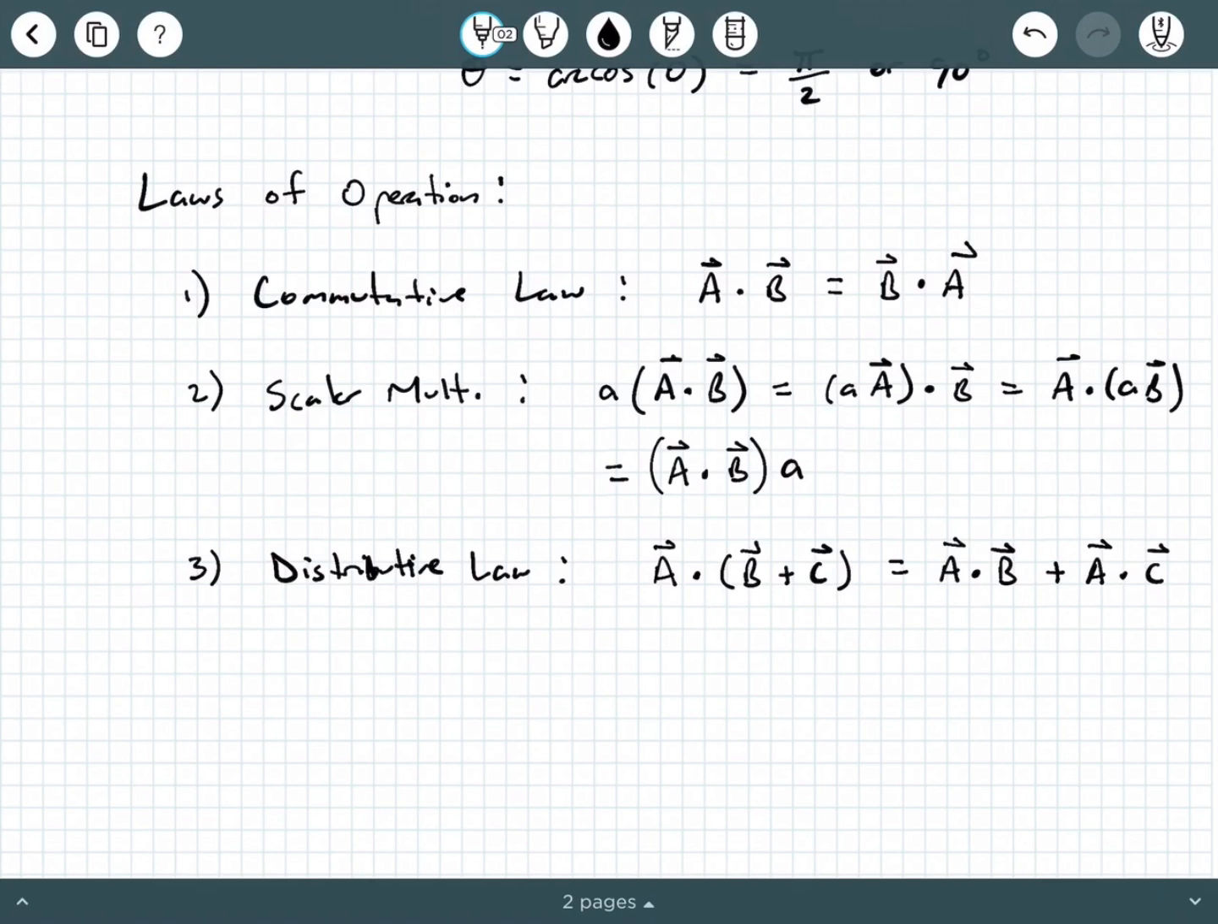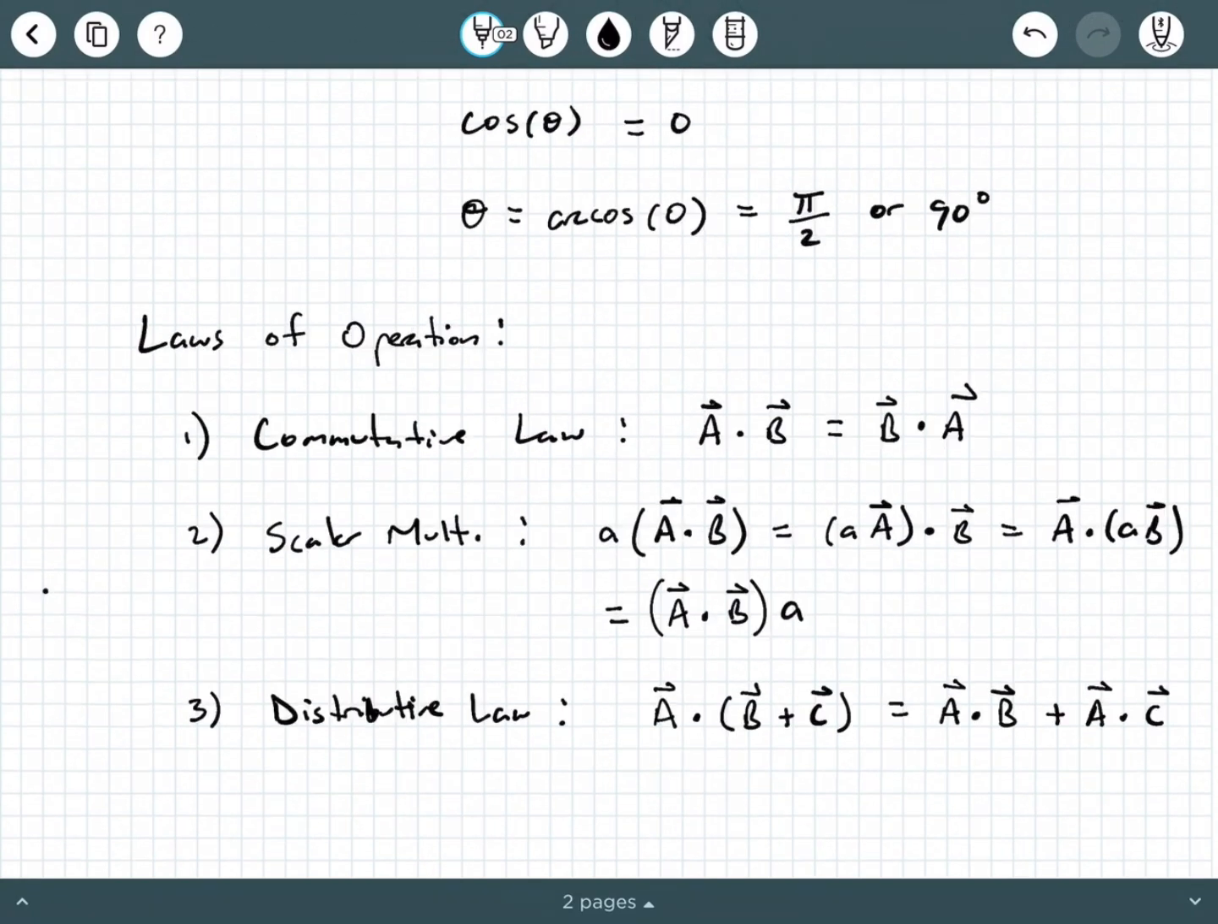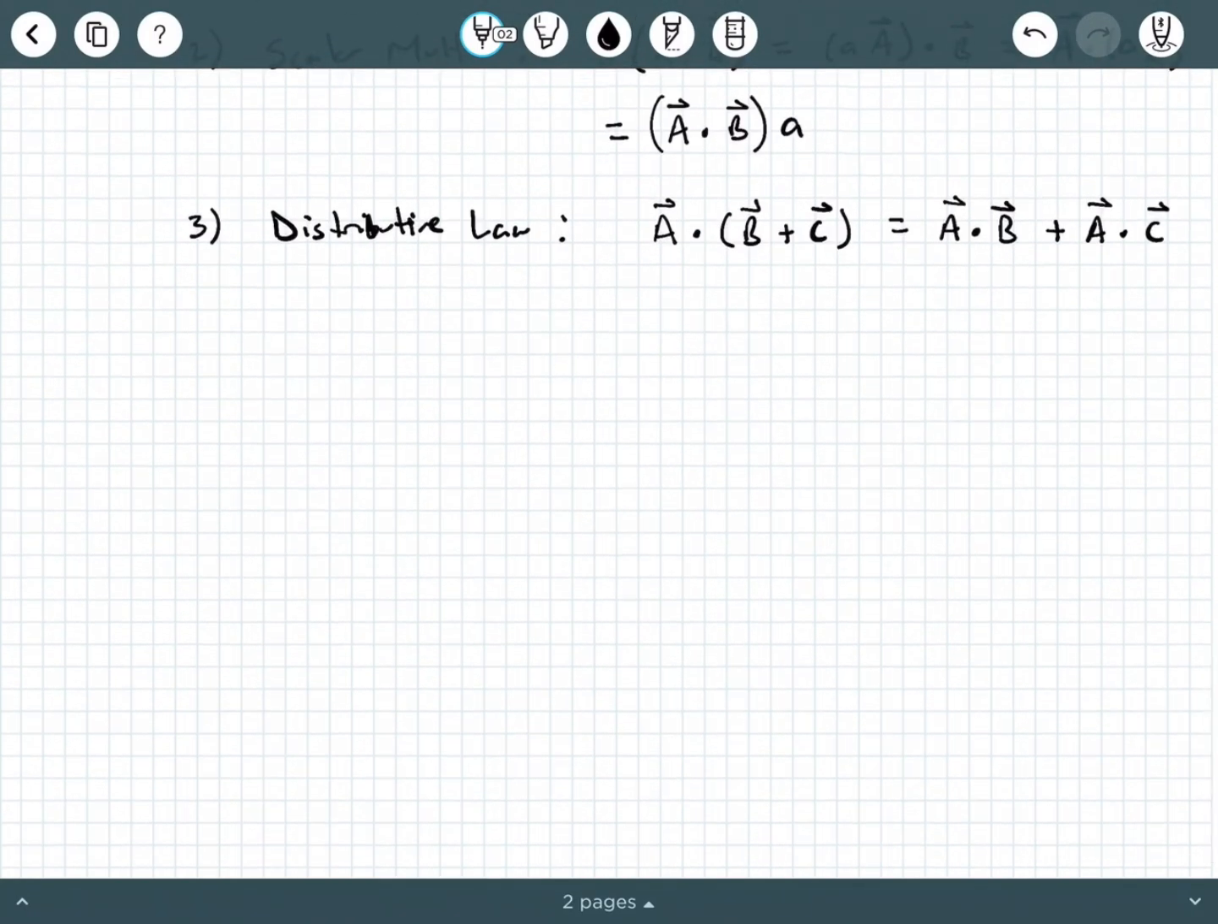All right, so that's a nice little overview of how the dot product works. Hopefully this isn't brand new to you, but if it is, that's okay. That's why we went over it. So let's get into applications to statics now. All right, applications in statics.